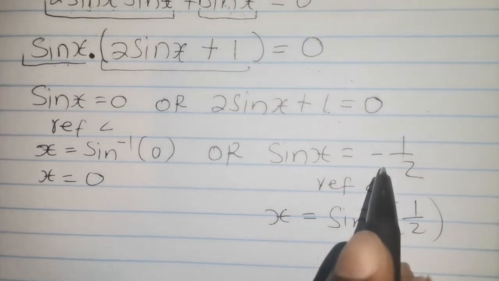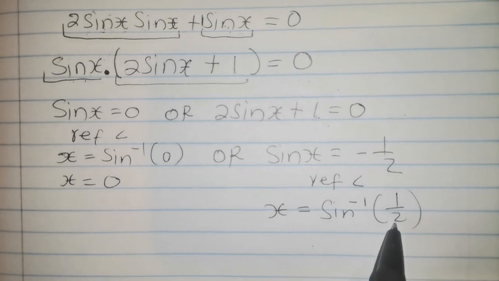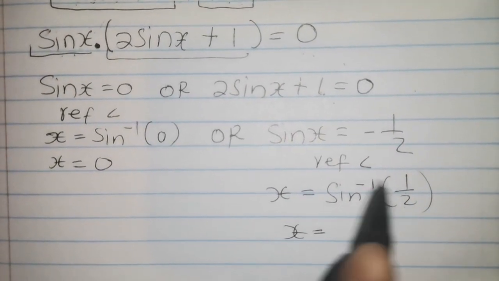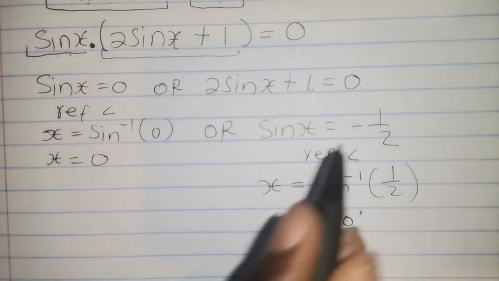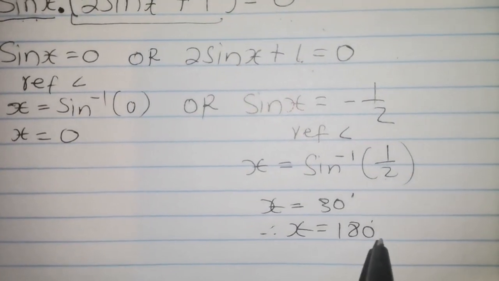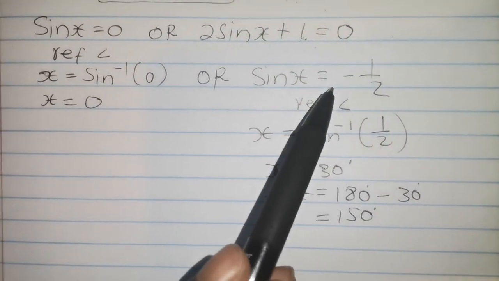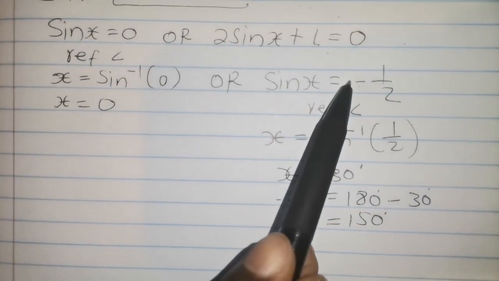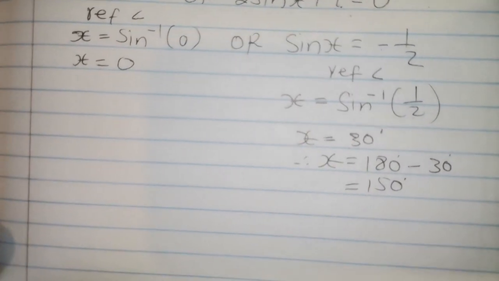Remember, the angle is negative in this case, and we will come back to it after. Then sine is negative in the second quadrant, so x is 180 minus 30, which gives 150. That's how you do it, guys. The reference angle is positive, so it's 30, and this negative sine represents this one: 180 minus 30, it's 150. That's how you do it.